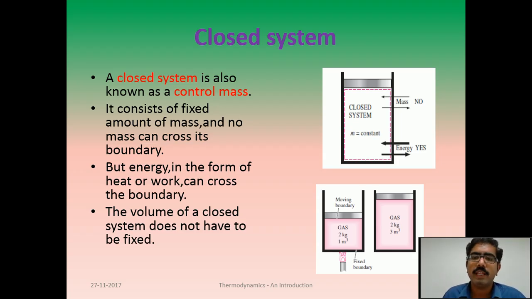By giving the energy, what happened? The piston moves, that means the gas expands. Due to the expansion, the volume is increased from 1 meter cube to 3 meter cube. So we can see that there is an energy transfer, but the mass remains in the system itself. It is not coming out. The other name for closed system is control mass.